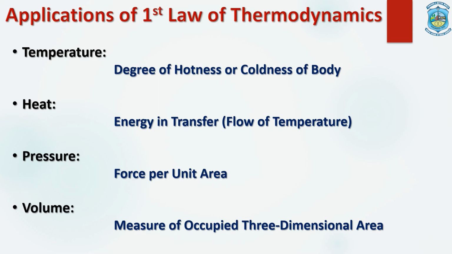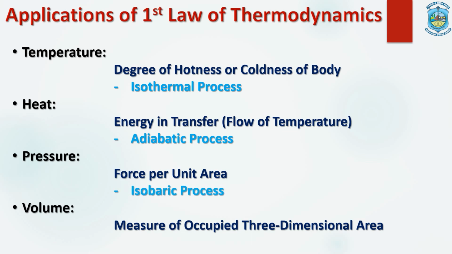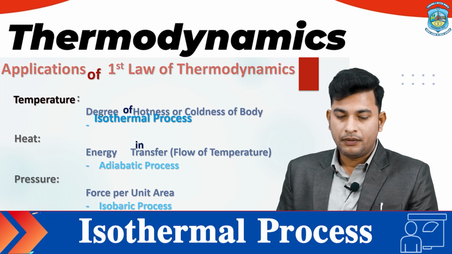So we are taking these 4 thermodynamic variables, and we will keep one variable constant and the remaining will change. The variable we keep constant will give the process its name. For example, if we keep temperature constant while heat, pressure and volume change, this process is known as the isothermal process. Similarly, if heat is constant, this is known as the adiabatic process, and if pressure is constant, then this is known as the isobaric process, and the last one, if volume is constant, this is known as the isochoric process. So let me start with the isothermal process.